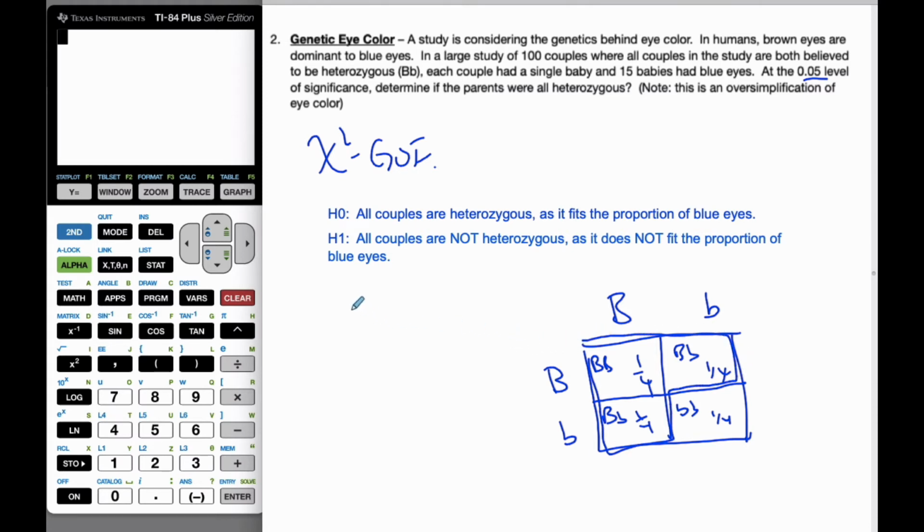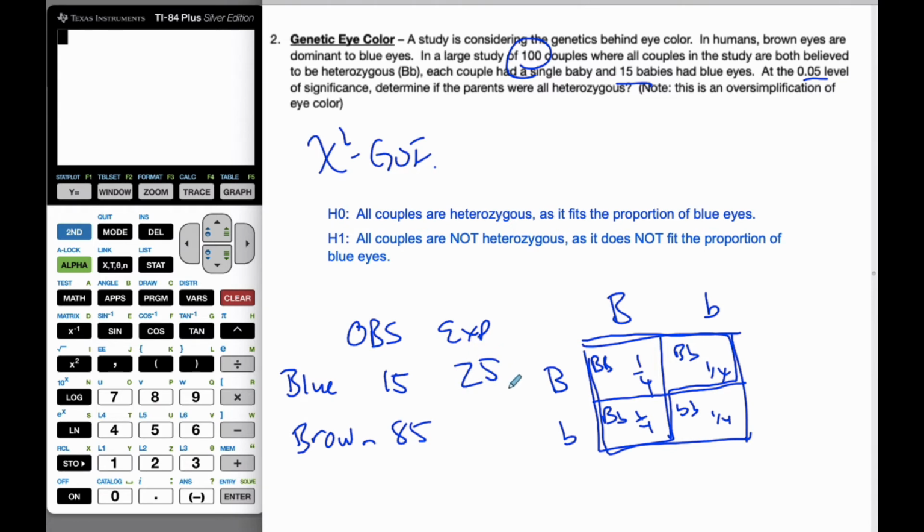And so if I'm actually going to look at the observed and the expected for blue eyes or brown eyes, my observed is there were 15 babies with blue, and so there were 85 with brown because we were looking at a total of 100 couples. The expected value, well, if there's 100 couples, 25% of them, because it's 1/4 of the total, should be blue, and so hence 75 should be brown.